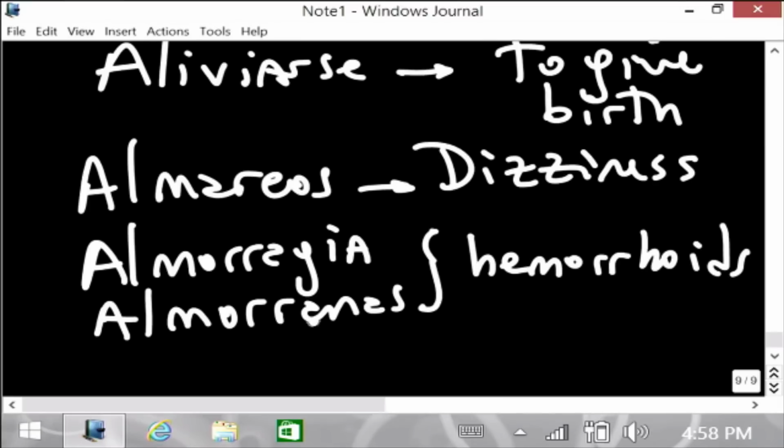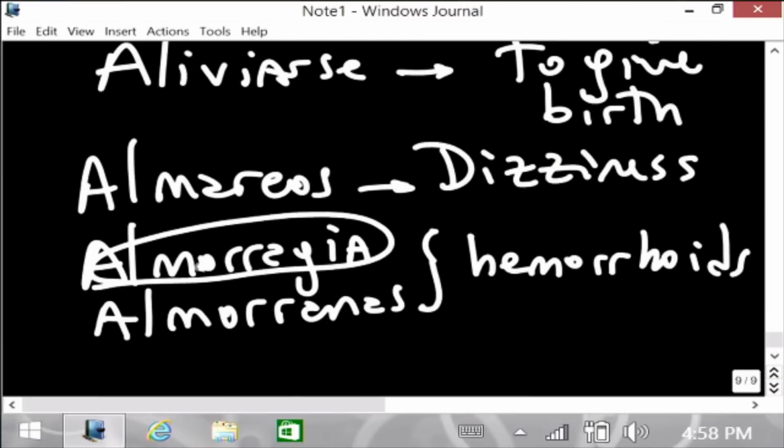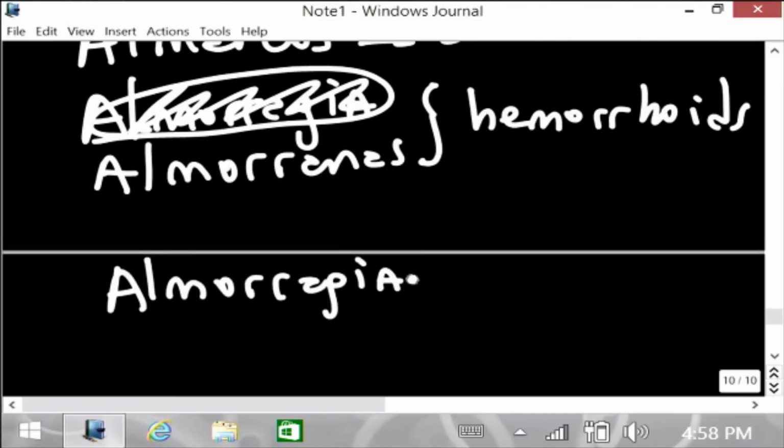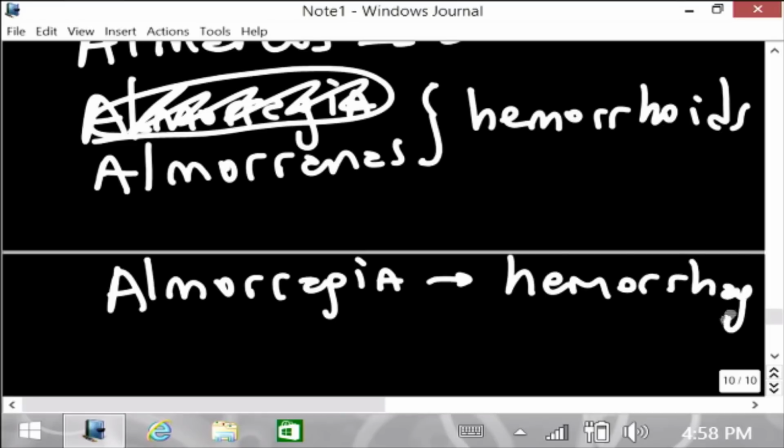Pardon. Almorranas is hemorrhoid. Almorragia, this one, so I'm going to eliminate this. It doesn't mean that. There's a mistake here in my notes. Almorragia is not hemorrhoids, it's hemorrhage. Too much bleeding. So almorranas, hemorrhoids. And if there is too much bleeding, almorragia will be the term that they use for that.